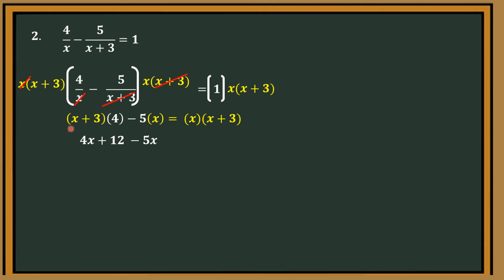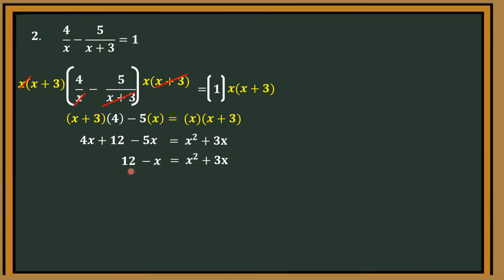So, 4 times x, that is 4x. 4 times 3, that is positive 12. Negative 5 times x, that is negative 5x. Then, x times x, that is x squared. Then, x times 3, that is 3x. So, pwede nating isimplify ang similar terms. 4x and negative 5x, similar. So, pwede natin siyang i-add. So, 4x plus negative 5x, that is negative x. So, yung 12, copy lang natin. And then, copy lang natin to kasi hindi naman sila similar terms.